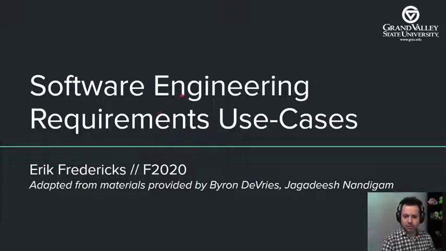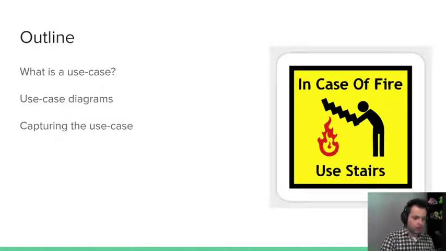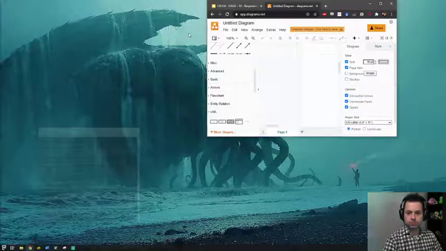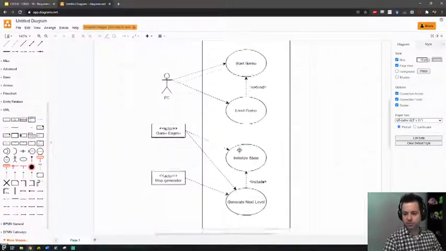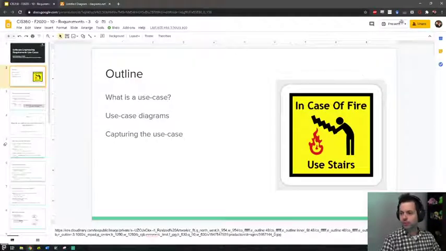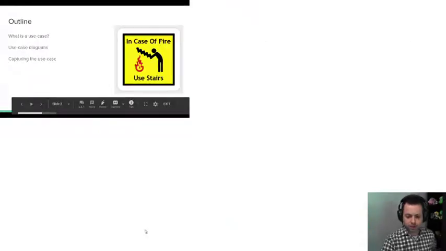And I am not on the right screen. Here we go. So today we're going to talk about use cases. I kind of alluded to them last time, right? I had my little figure here. So this is a use case diagram. We're going to basically talk about how to build one of these today. And I'm going to come back to that in a little bit as well.